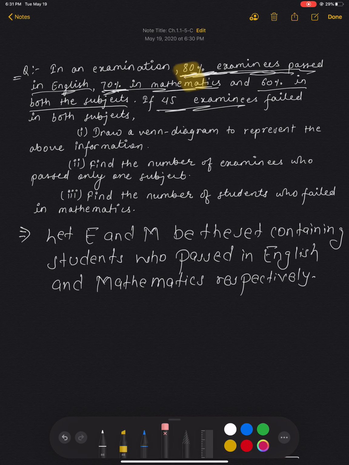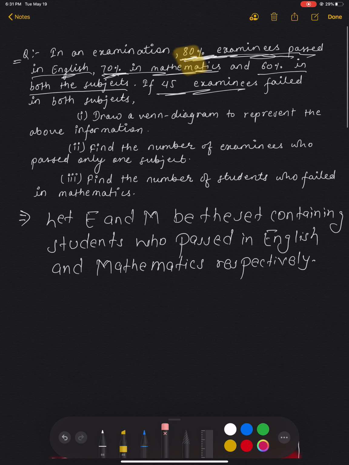So now let's move to the next question. In this question we have to draw a Venn diagram and find the number of examinees who passed only one subject, and find the number of students who failed in mathematics. So let's consider two sets E and M, which contain students who passed in English and mathematics respectively.